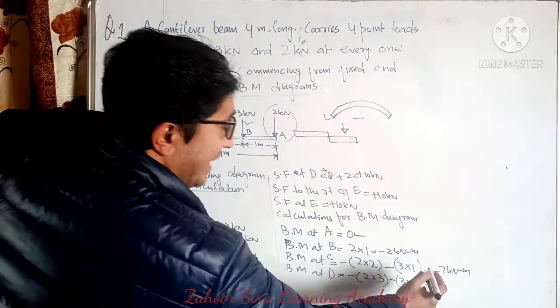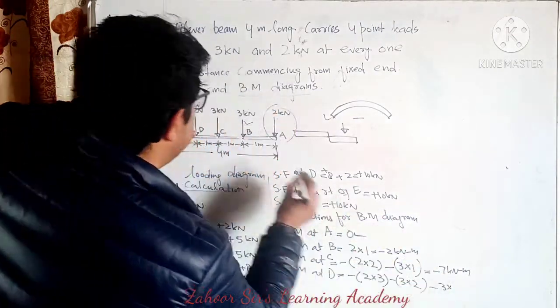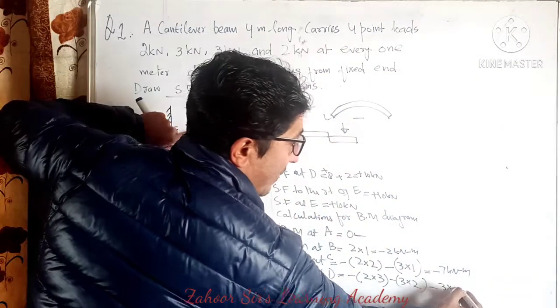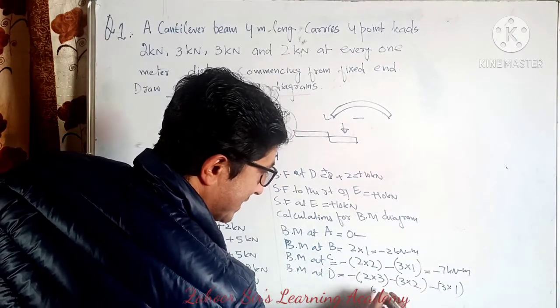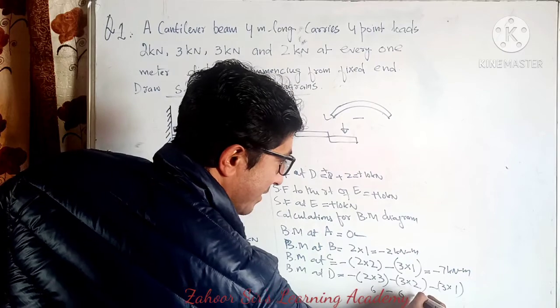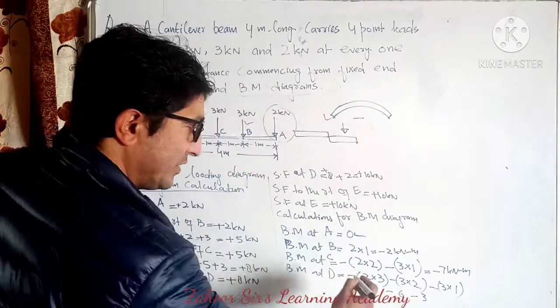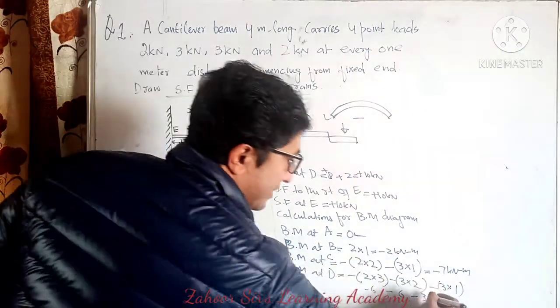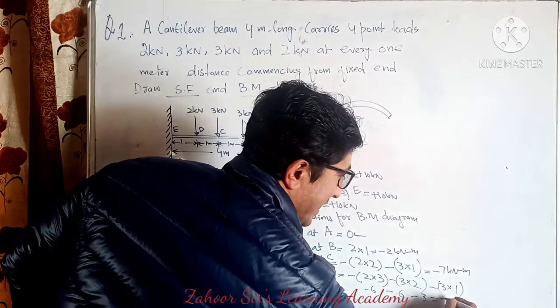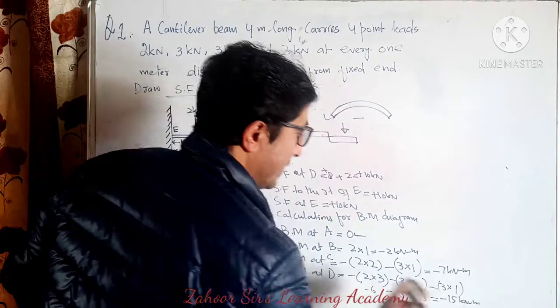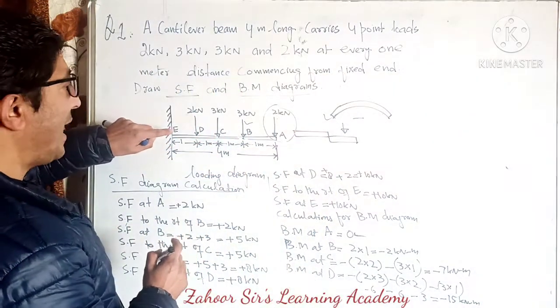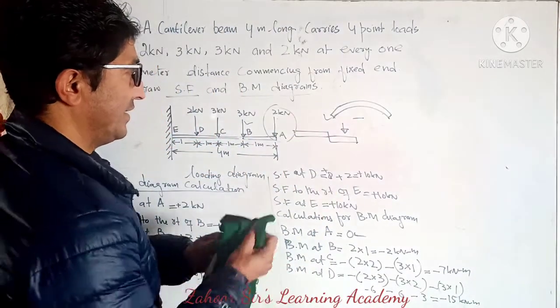Minus 3, this force into its distance up to D, that's 1. How much is that? It means this is 6 minus 3. How much is that? All 3 are minus, so 12, that means 15. So it is minus 15 kilonewton-meter. Now, BM at E.